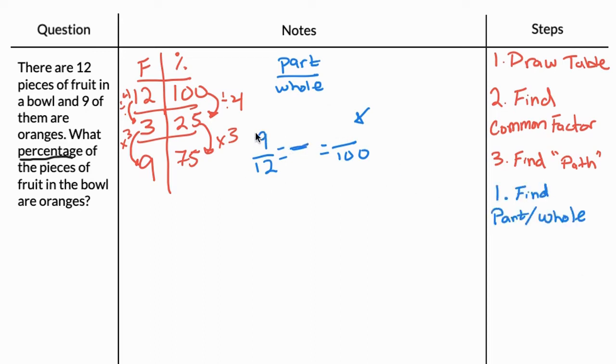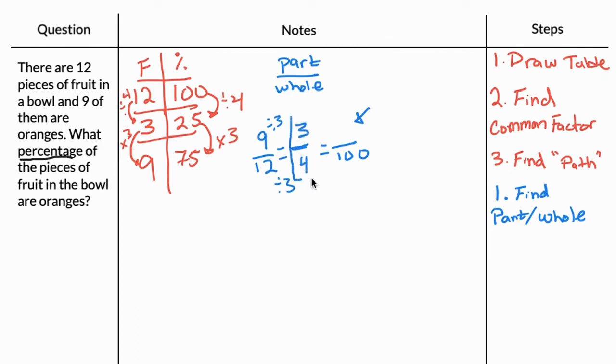So I guess two different ways that we can do this one here. We could either simplify this fraction or we can actually just find a common factor between 12 and 100. Very similar to what we're doing here, we're just doing it a little bit differently. So if I was going to simplify this here, I know that 3 goes into both 9 and 12, so I'm going to divide them both by 3, which simplifies our fraction to 3/4.